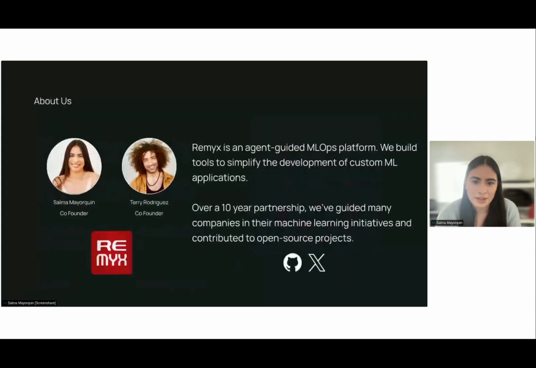All right, so brief intro. I already told you a little bit about me, but I'll tell you a little bit about the team. Terry and I have been working together for 10 years. We're both the co-founders of Remyx AI. We're very much machine learning practitioners. We've worked in a variety of industries, including healthcare, robotics, recommender systems, gaming, infrastructure. So we've had a lot of pleasure to be able to get into a variety of problems over the years. And with Remyx, we're building an agent-guided MLOps platform. We want to simplify the set of tools that developers use to then customize machine learning for their applications.